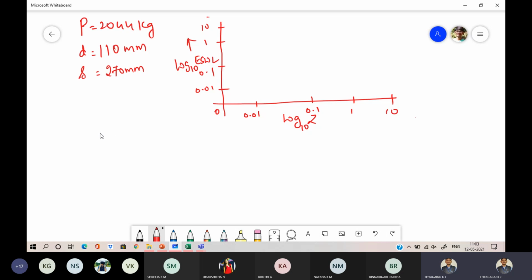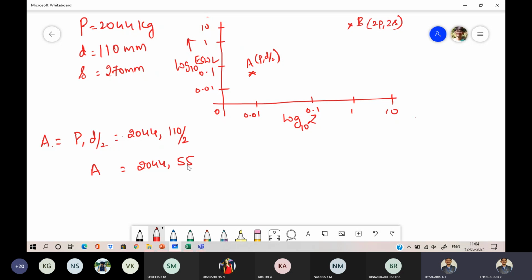Now we have to plot the graph in such a way that 2 points are indicated, point A and point B. The coordinates are P comma d by 2 and 2P comma 2S. First we will get the coordinates of point A. Kindly note down, A is equal to P comma d by 2. What is P? 2044, we already know. What is d by 2? So the coordinates of point A are 2044 comma 55.